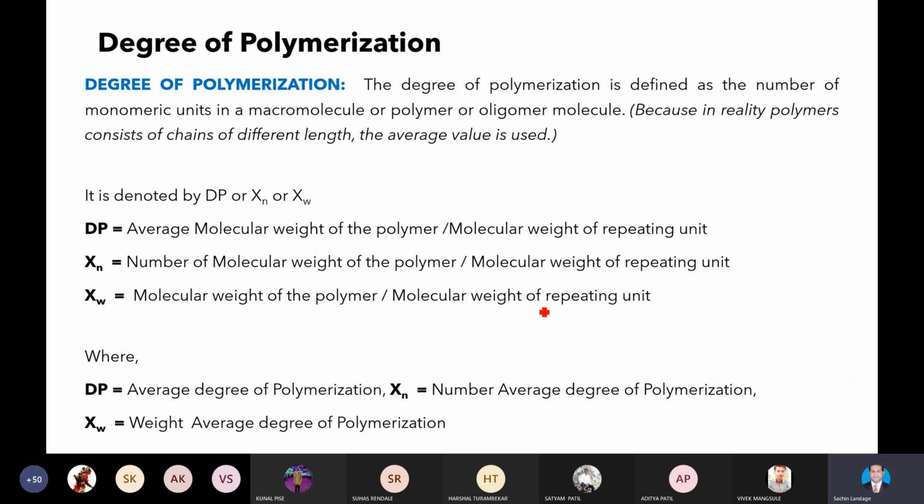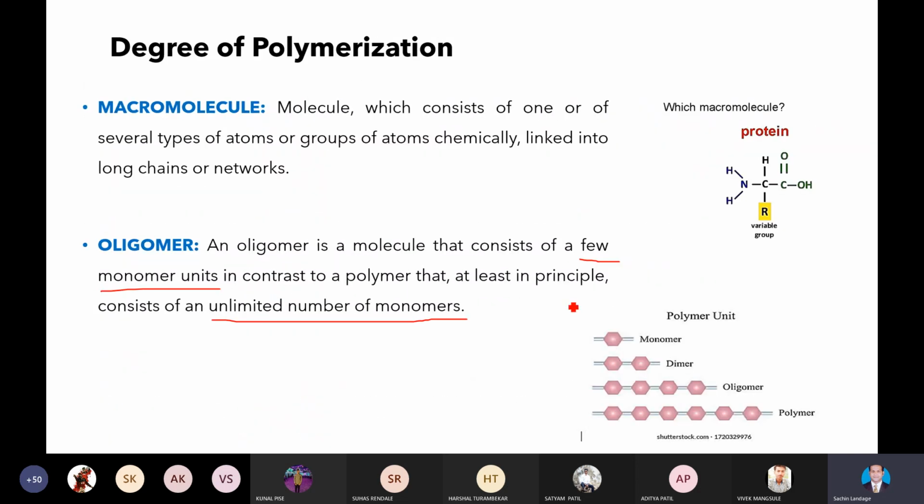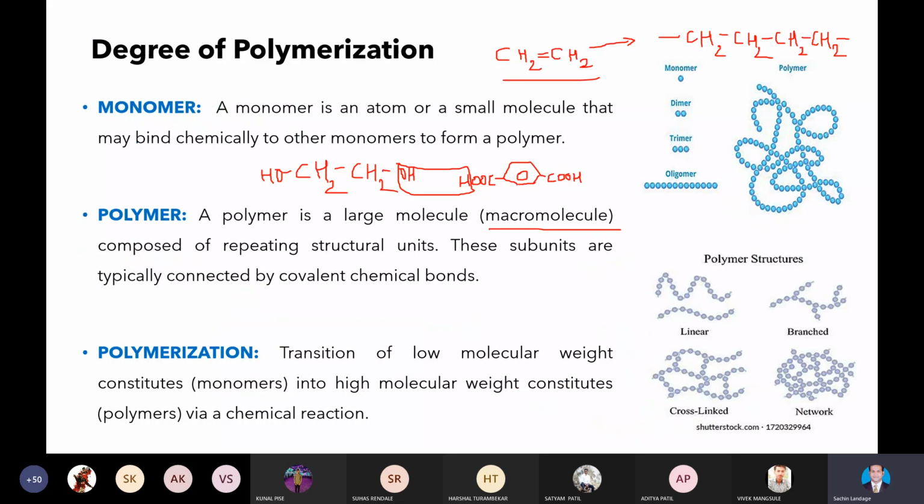Now next we come to the degree of polymerization. What does it mean? Degree of polymerization is defined as the number of monomer units in a macromolecule, polymer or oligomer molecule. For example, if you see over here, this is a monomer. Here a dimer means DP is 2. Here 1, 2, 3, 4 means DP is 4. Here 1, 2, 3, 4, 5, 6, DP is 6.